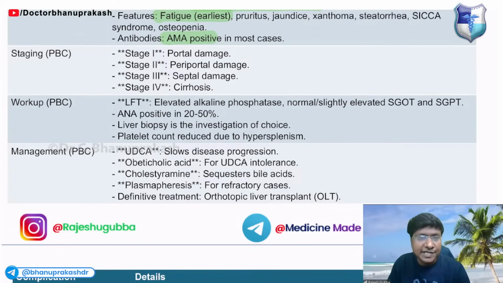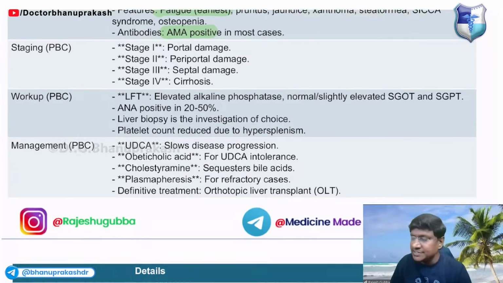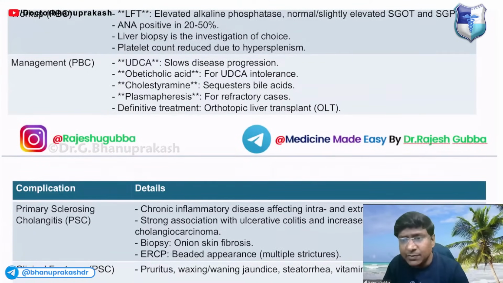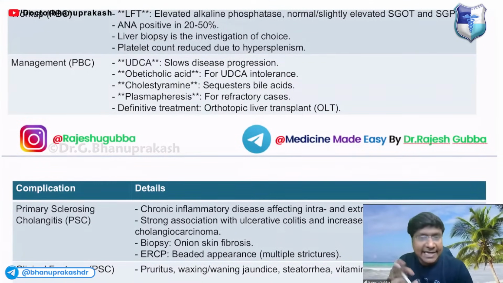And there are a total of 4 stages in primary biliary cholangitis. In stage 1, you have portal damage. And in stage 4, you have cirrhosis of the liver. Then how do you work up? If you see the workup in these patients, enzymes are elevated, SGOT, SGPT elevated.